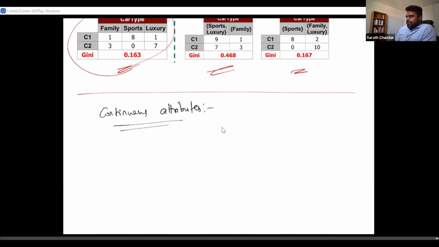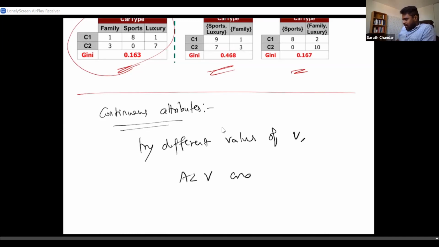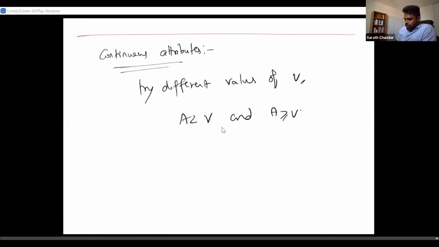Okay, there is a chat message which says use greater than or less than to discretize, but then the question is, how would you do that? Give me the algorithm. I think the suggestion here is to try different values of V to have A less than V and A greater than or equal to V. Now this is a very simple solution.